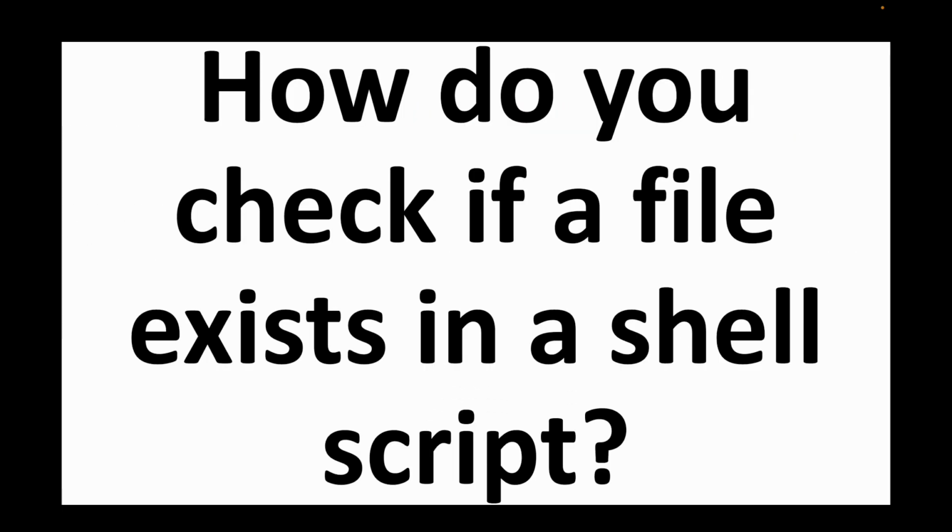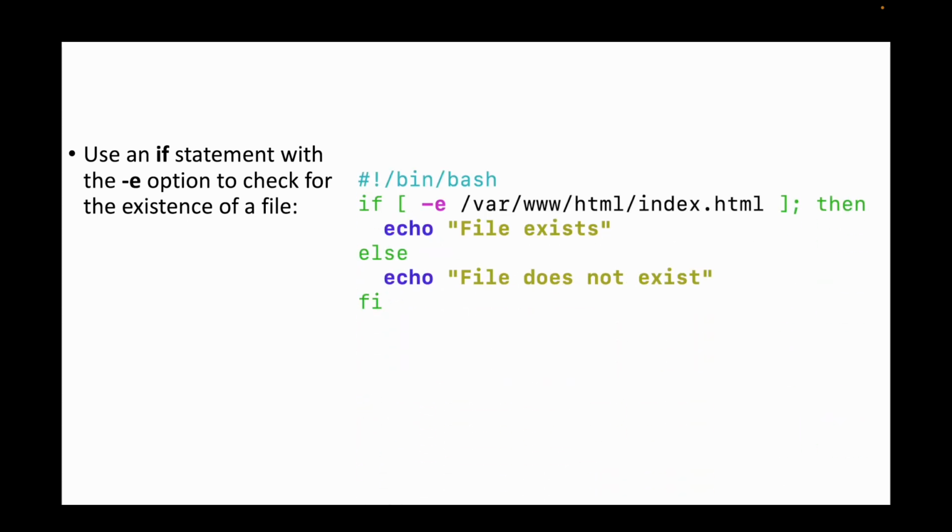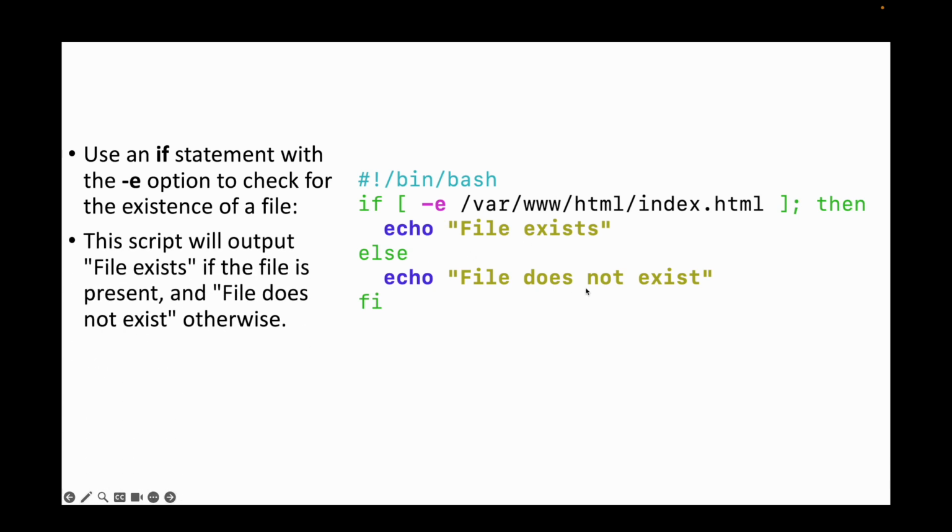The next question we have is, how do you check if a file exists in a shell script, which is very commonly used. For this, we can make use of the if statement in your script, and then we can make use of the -e option to check whether a file exists or not, and then based on the condition we can print certain statements. In this case, if the condition is true, we print file exists. If it is not true, we print file does not exist.